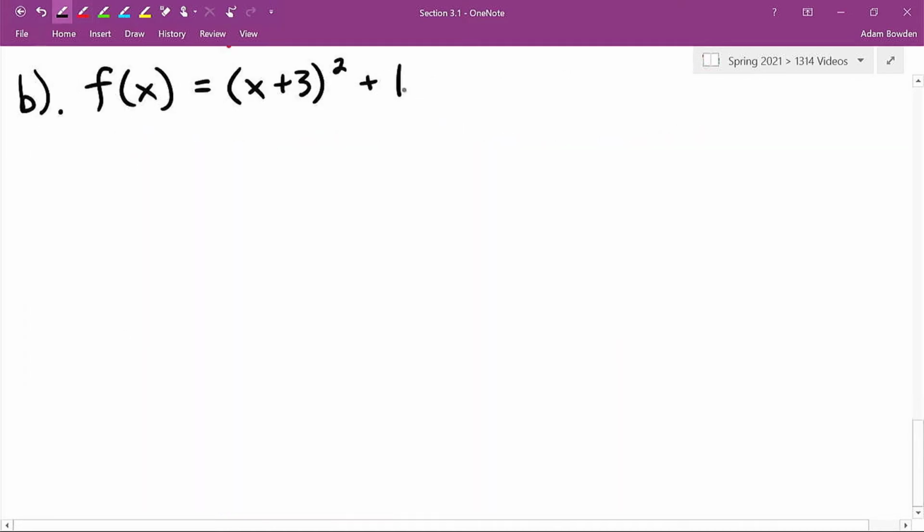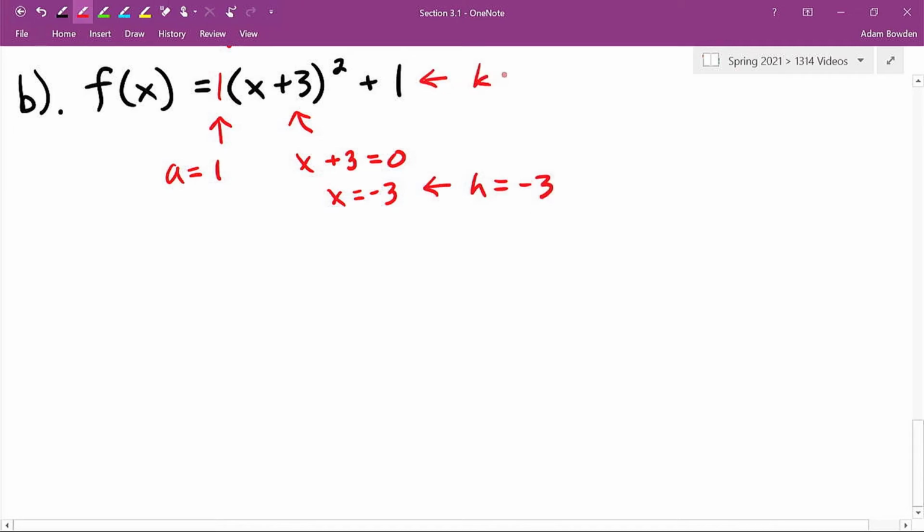Here, we're going to look at f of x is equal to (x plus 3) squared plus 1. At first, I'm just going to figure out what the a, the k, and the h are equal to, since that's what we needed to use last time. A is out in front, so a here is equal to 1. Like last time, to figure out what h is, I'm going to take the x plus 3 in the parentheses, set it to 0, and solve it. We have x equals negative 3. So that tells me that the value for h is also negative 3. And then k is equal to the positive 1 here at the very end.